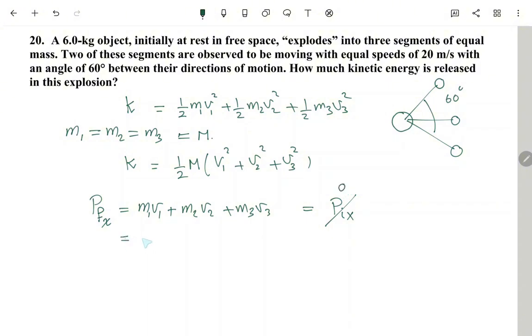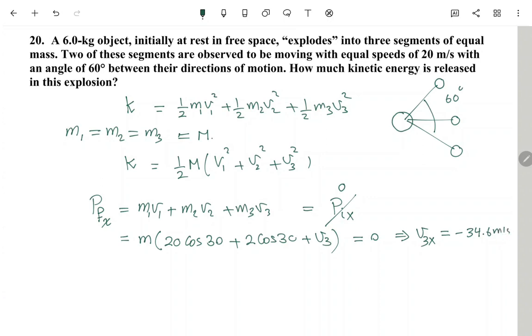Now from this, it's equal to m times 20 cosine, now the 60 degrees is between these two masses, and if we set the horizontal to be right in the middle between them, the angle will be 30, plus 20 cosine 30 plus v3, which is missing in this case, all equal to 0. From this, v3x equals minus 34.6 meters per second.